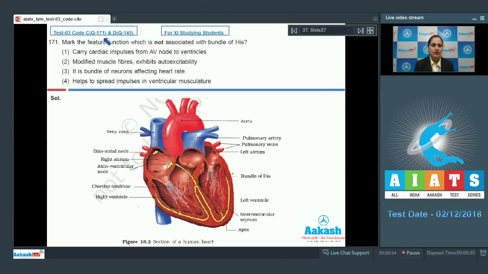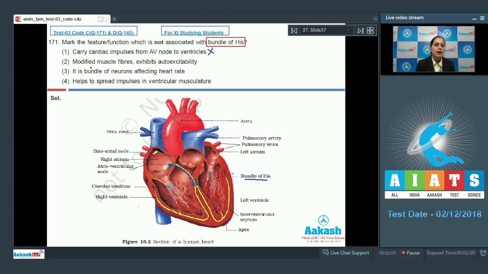Question number 171. Mark the feature or function which is not associated with the bundle of His. As you can see here, we have this bundle of His, which comprises Purkinje fibers along with the left and right bundles. Now let's read the very first option. It carries cardiac impulses from the AV node to the ventricles, and this is a correct function performed by the bundle of His, so this cannot be the correct answer, because it is this bundle which will carry the impulse from the AV node to the ventricles.